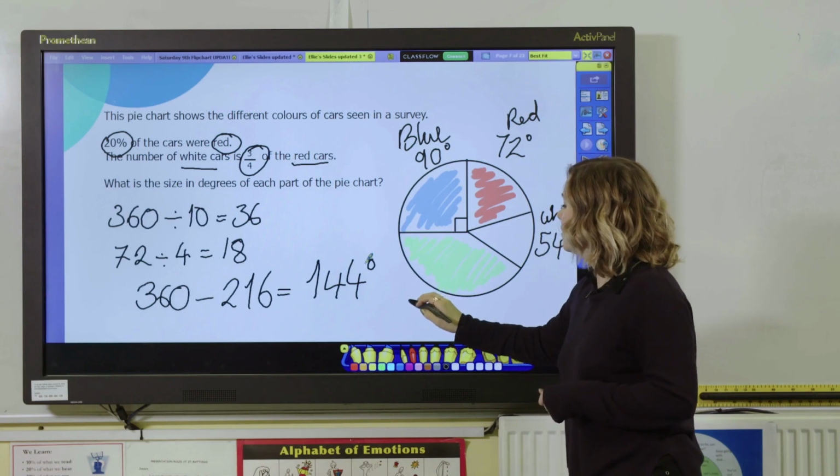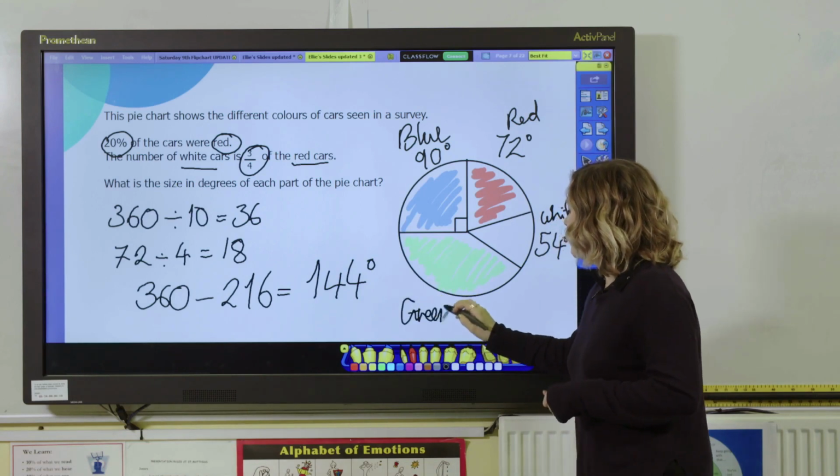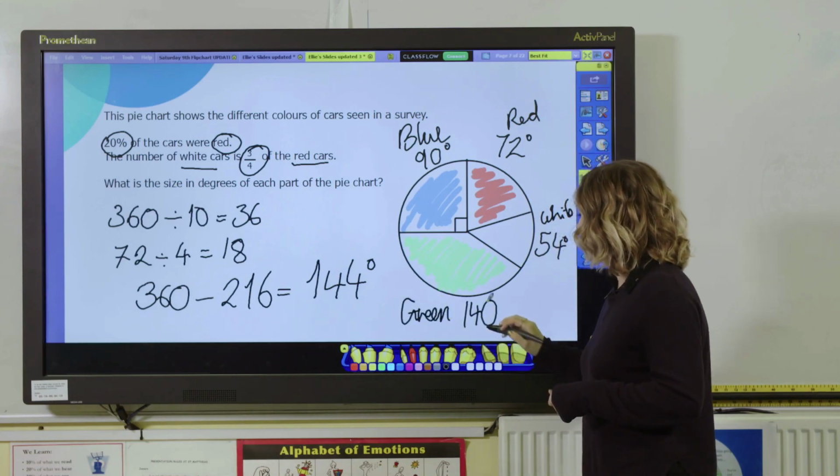So now we know that our green cars are represented by a section of this pie chart which is 144 degrees. And that's how we can use our knowledge of fractions, percentages, and pie charts to really extend the learning for our pupils.